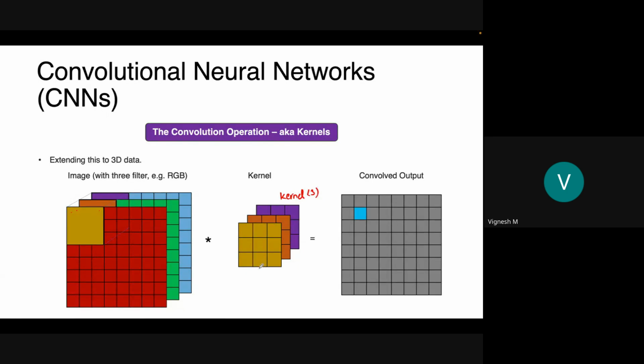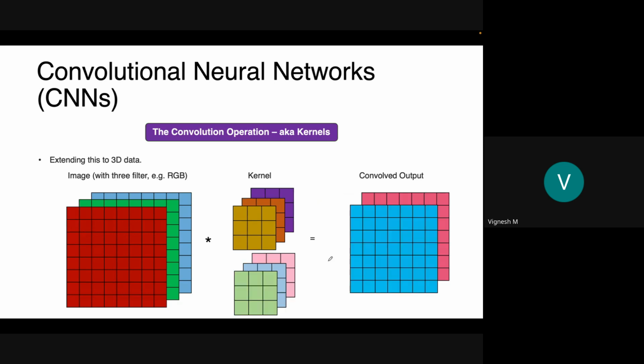Okay, right? And that's your convolved output. Now let's say, for example, I have 2 such kernels. Then you'll have one result because of convolving this kernel with the input image. So that will be this, right? And then there'll be another kernel which will convolve with this image, and that will give me another.